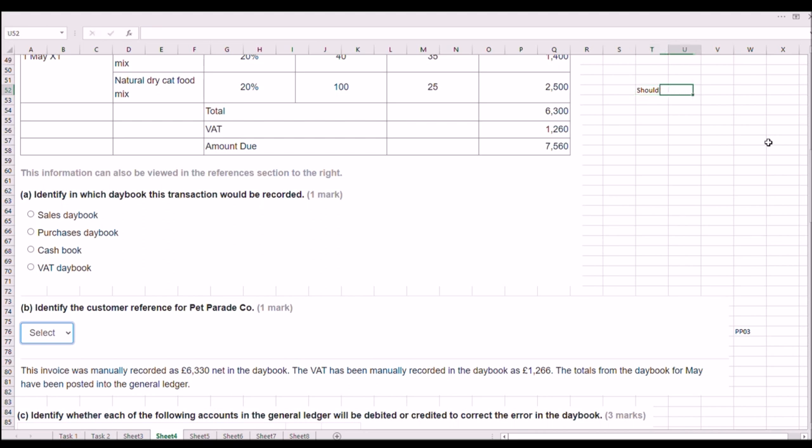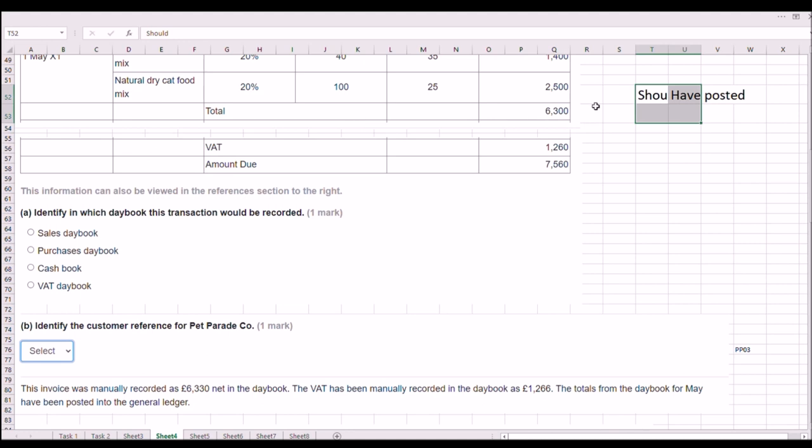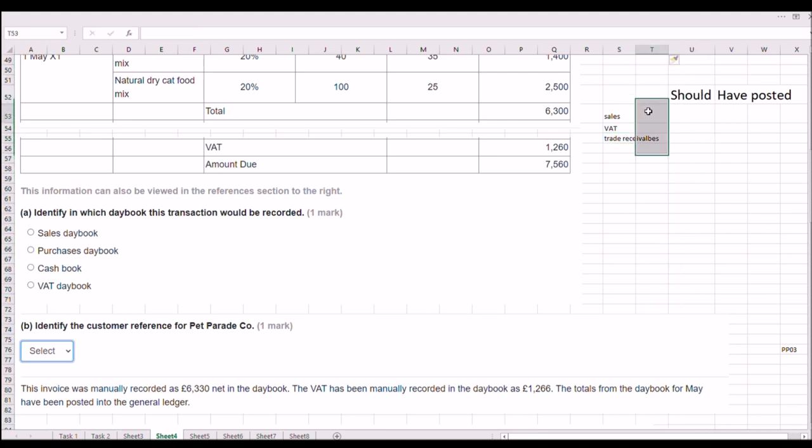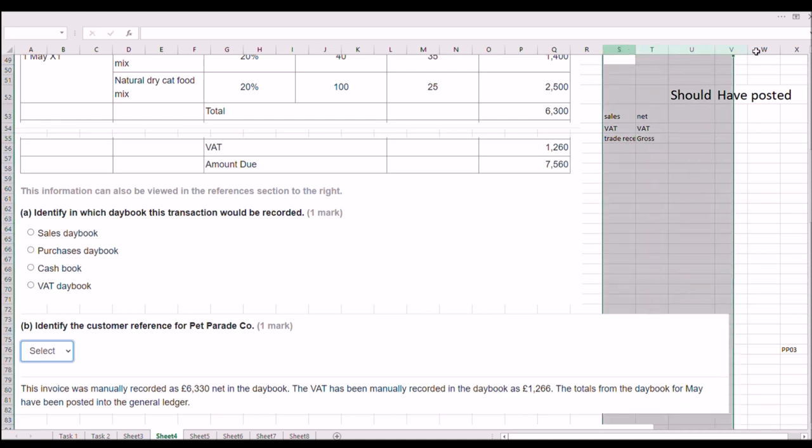So to do a net difference one, we've got to go: what should we have posted, and what have we posted? Let me make that a bit bigger, because that's a bit small, isn't it? Should and have. Okay, so we've got net, VAT, gross. We should have gone sales, VAT, and trade receivables. Let me put net, VAT, gross there as well.